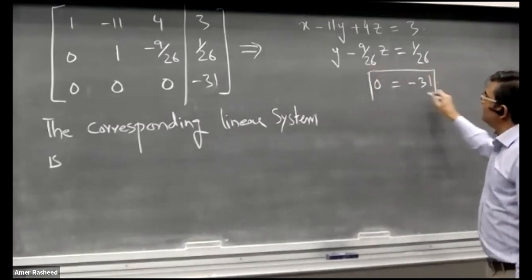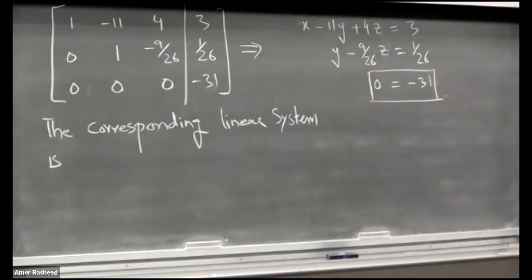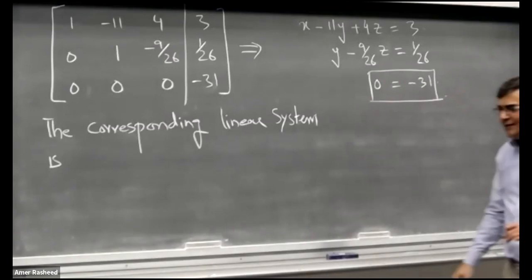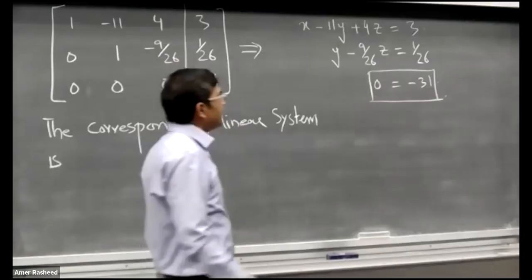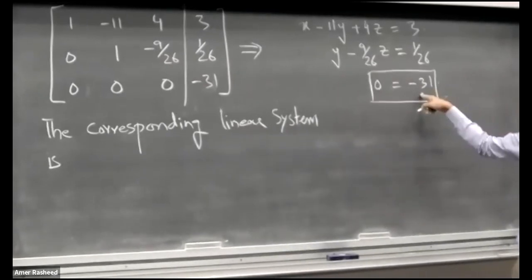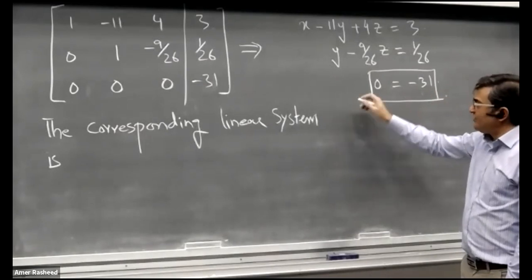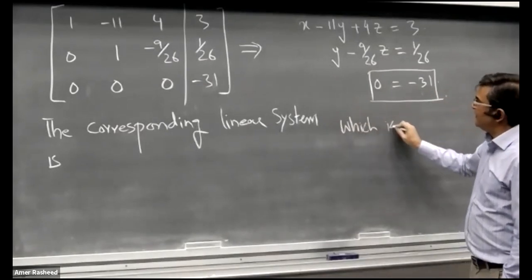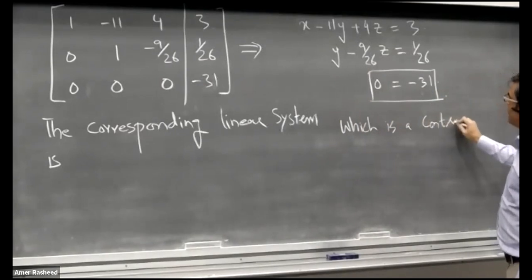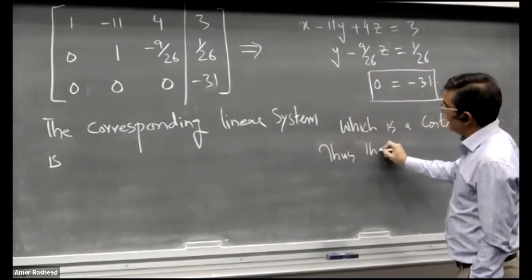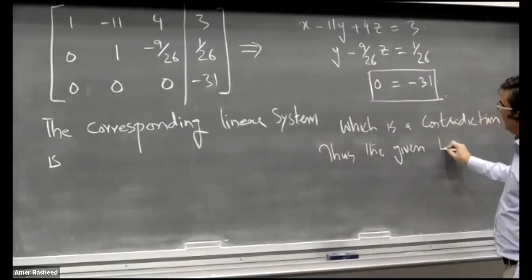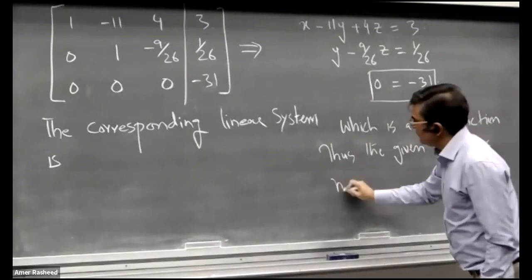What we have obtained here, this is the case we discussed in a 2 by 2 linear system. ये हमने केस जब डिस्कस किया था तो वो कौन सा केस था? Sir, no solution. No solution, because 0 is not equal to minus 31, ठीक है, which is a contradiction. Thus, the given linear system has no solution.